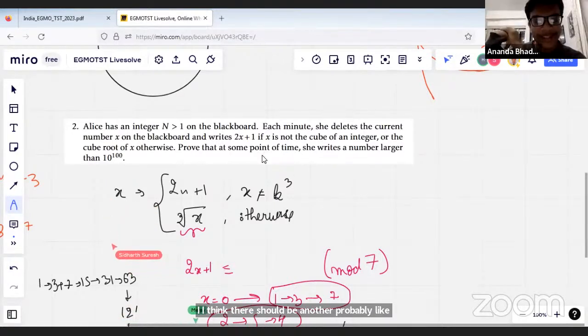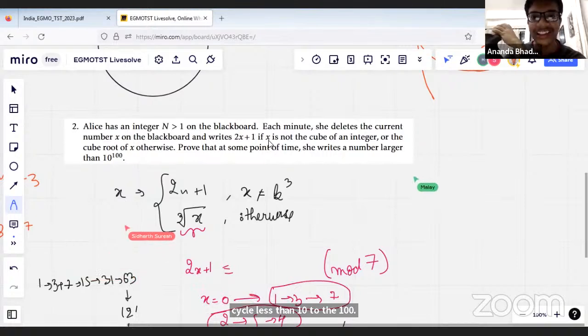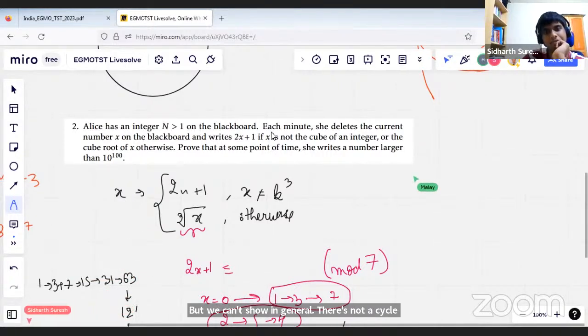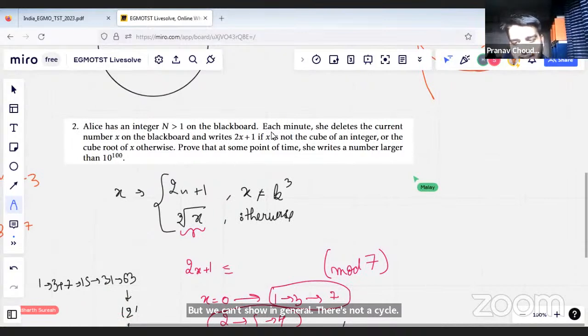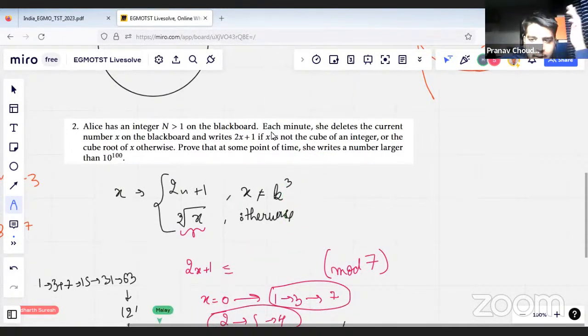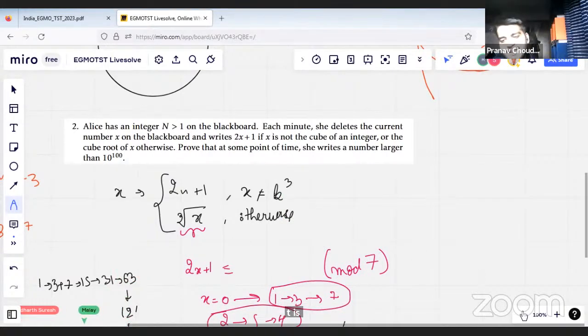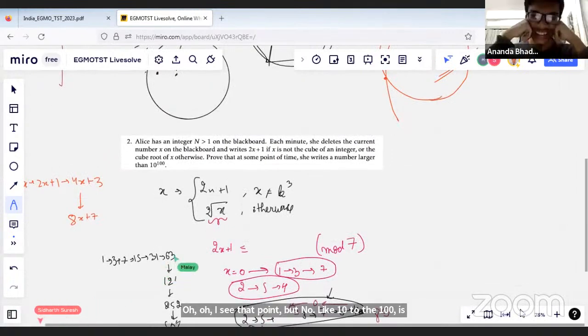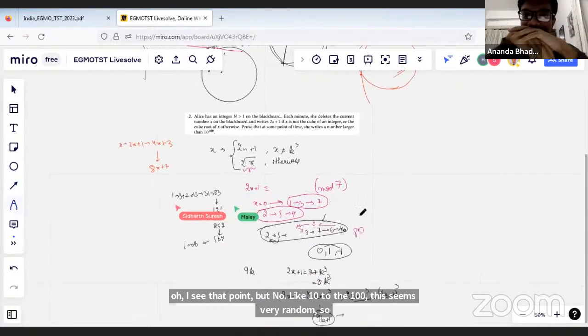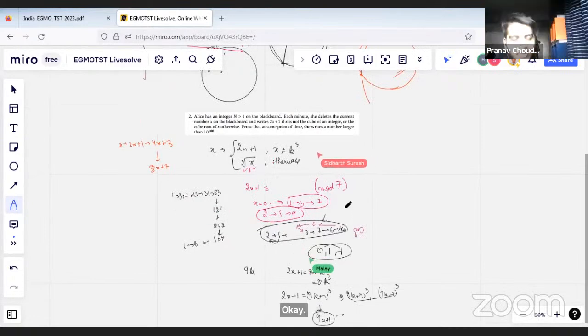Okay, what if we can only show that there's no cycle less than 10 to the 100, but we can't show in general there's not a cycle? That would be insane. That is unlikely. Like, no, you have to show it exceeds 10 to the power 100. Right? So you show that there's no cycle less than 10 to the power 100. Oh, I see your point. But 10 to the 100 just seems very random. Come on. Oh, for a moment I got confused that this looks like Goldbach's conjecture.